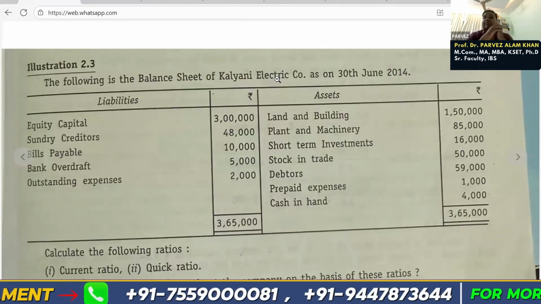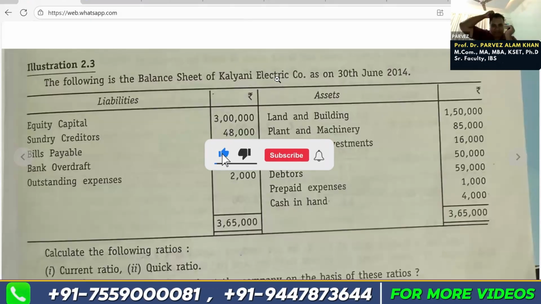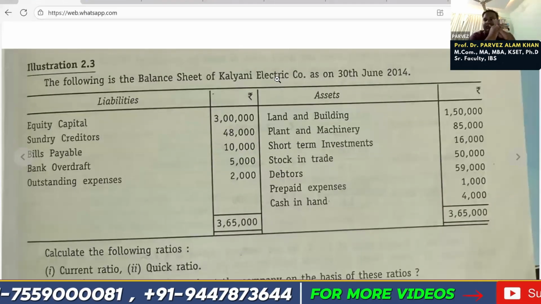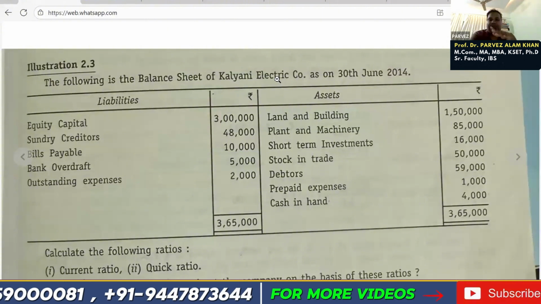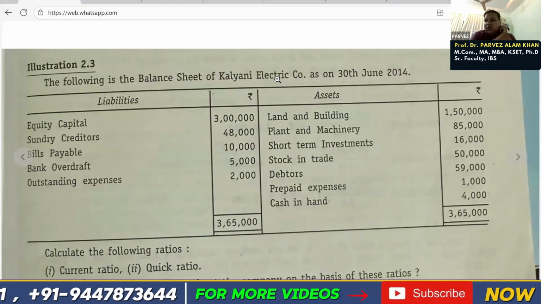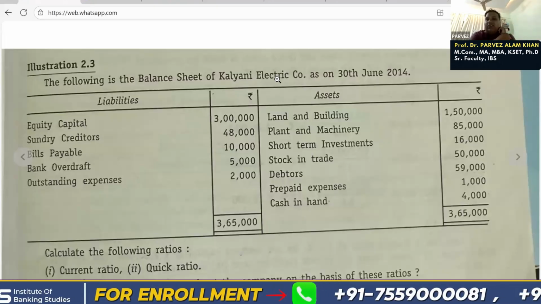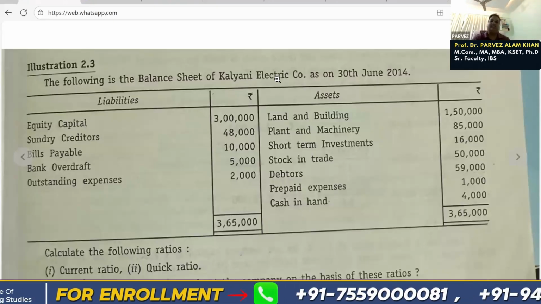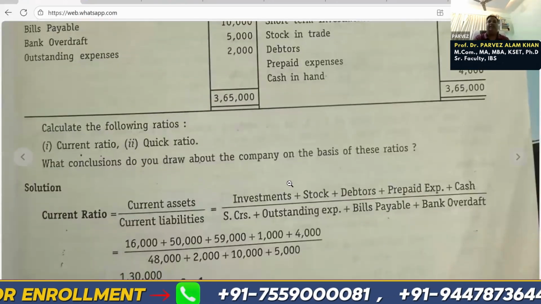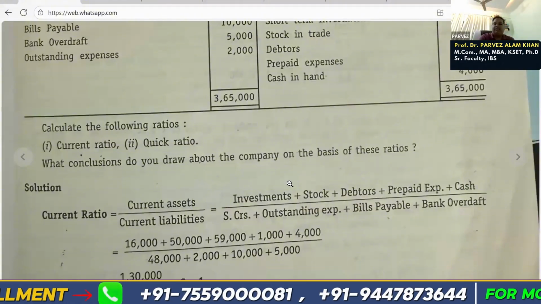And remember, short-term investment is a current asset. The name says short-term, so that is a current asset. If they have just mentioned investment, or long-term investment, then you don't take it. So which items will we be taking? Short-term investment, stock in trade, debtors, prepaid expenses, cash in hand. All this you are going to take for current assets. So add all, how much are you getting? Investment plus stock plus debtors plus prepaid expenses plus cash.